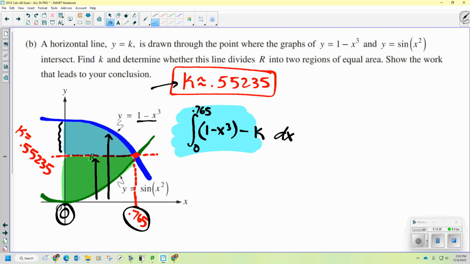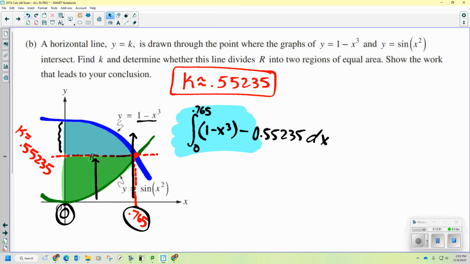Or if I really wanted to, if I was a blowhard, if I wanted to really try hard and look impressive, which there's nothing wrong with that, you could put 0.55235 here, dx. So that's what we're going to do. And then we have to do the same thing for the green area. Let's get rid of these arrows.